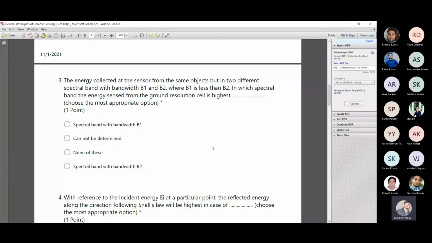So the total energy collected at the sensor will be highest in the case where the bandwidth of the spectral band is highest. Here only two spectral bands are given, characterized by their bandwidths B1 and B2. B1 is the larger bandwidth compared to B2. So the last option is correct. The highest we get is with spectral bandwidth B2.